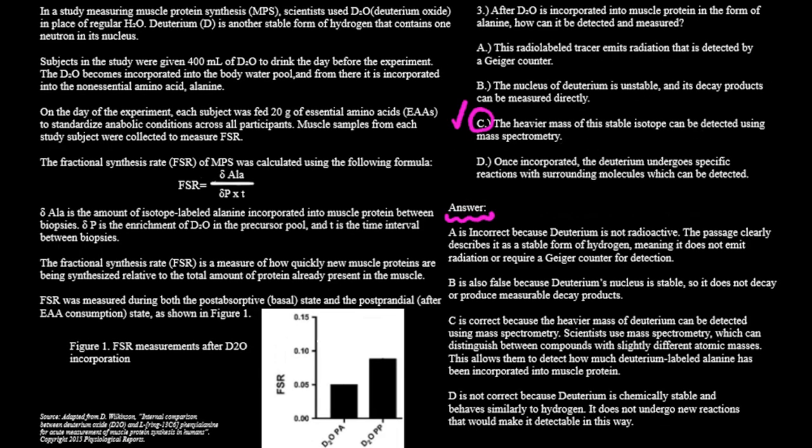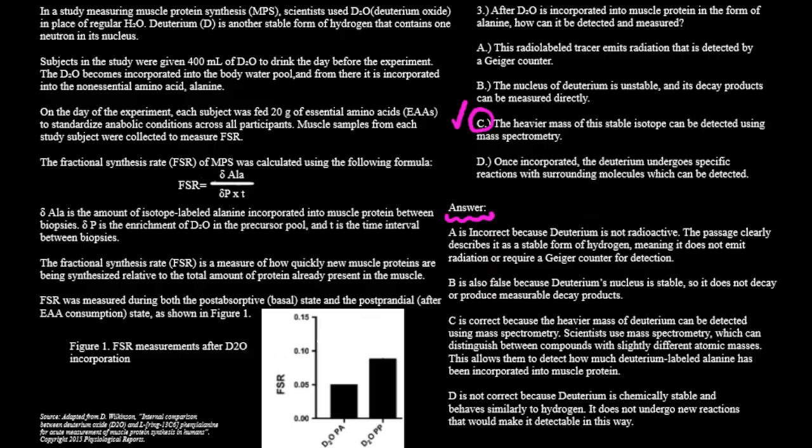Question number 3 reads, after D2O is incorporated into muscle protein in the form of alanine, how can it be detected and measured? This question is asking how researchers were able to detect the presence of D2O inside the newly synthesized muscle protein. When reading this question, some students may panic because the answer is not stated explicitly in the passage and they may not have the background knowledge to know exactly how an isotope incorporated into protein can be detected. To answer this type of question, you must think critically.